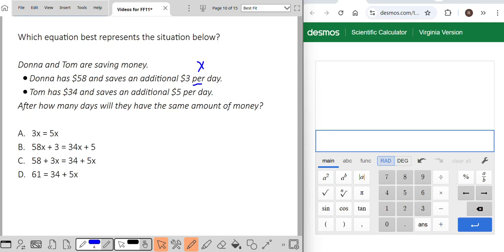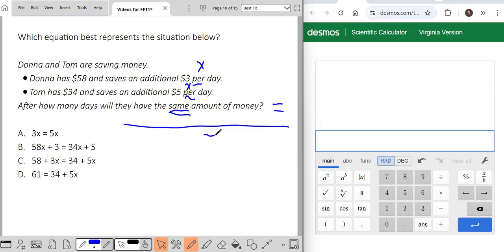Then Tom has $34 and saves an additional $5 per day. So that's definitely going to need a variable. How many days will it take for them to have the same amount of money? Well, the same means equal. So let's come down here and write it out just so that we can figure out what we're doing.